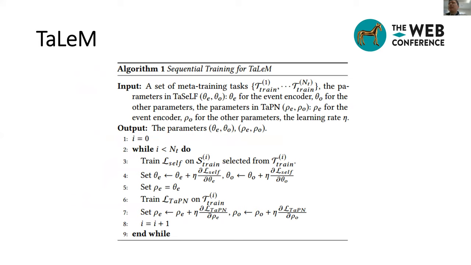Last, we also propose a sequence training strategy to combine the task self and TAPM to formulate our ensemble model, TREM. For each meta training task, we first train task self on the support set and get the updated encoder parameter set theta E by back propagation. And then we use the updated encoder parameters theta E to initialize the encoder parameters in TAPM, and then train TAPM to update all parameters in TREM by back propagation.